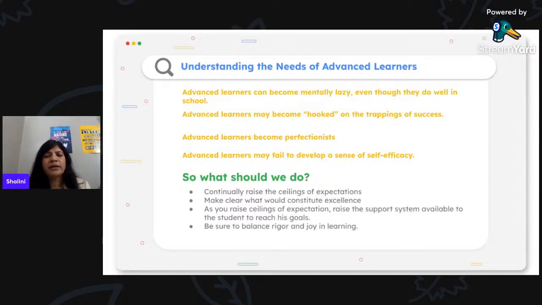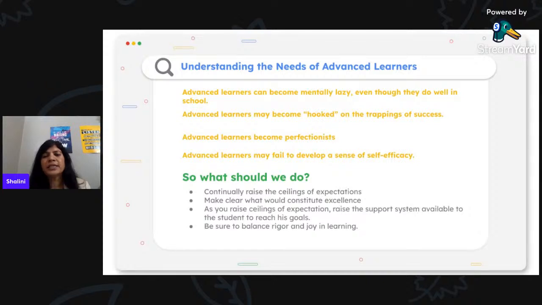They kind of become perfectionist and they do not want to fail anytime in life. And when they fail, it becomes very, very difficult for them to accept that failure and work on that. Advanced learners may fail to develop a sense of self efficacy.